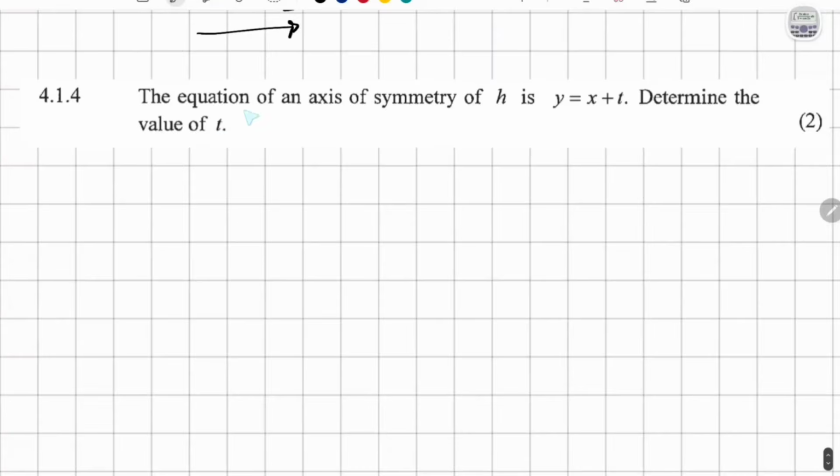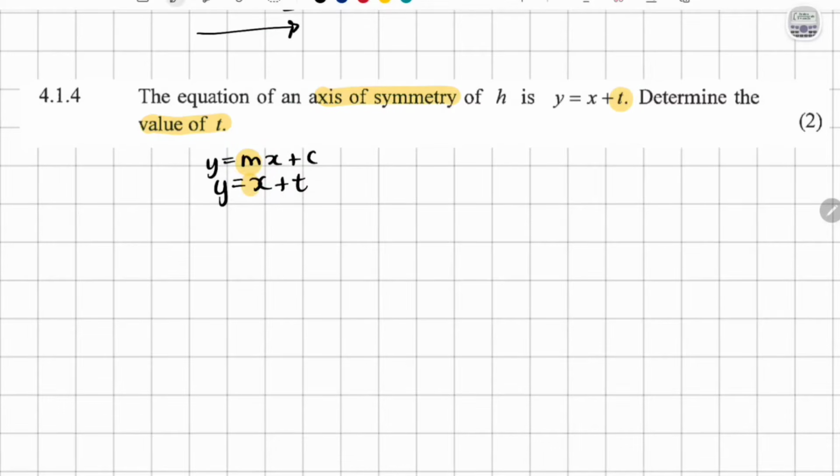4.1.4 says the equation of the axis of symmetry of h is y is equal to x plus t. We have to determine the value of t. So they just want that last point. Okay, they gave us the equation of that axis of symmetry. Please notice y is equal to x plus t. They're telling us the gradient of this. It is in the form of y is equal to mx plus c. So it means that our gradient m is actually equal to 1.